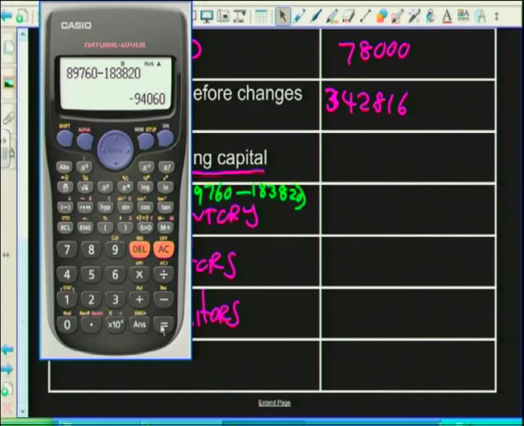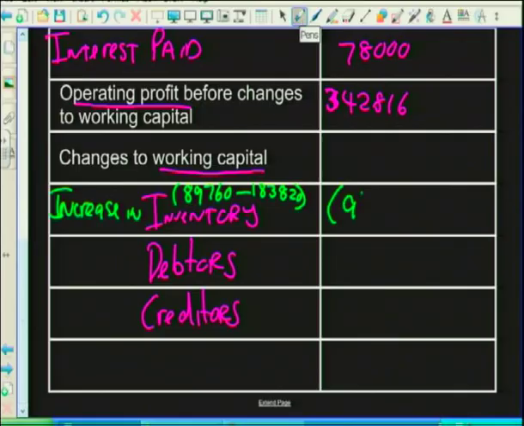94,060. Increase in inventory, grade 12s, I'm spending more money on stock, hence money is leaving my bank account. It is an outflow of cash. All outflows must be shown in brackets. So let's take this figure through. We've got an outflow, so open brackets, of 94,060.